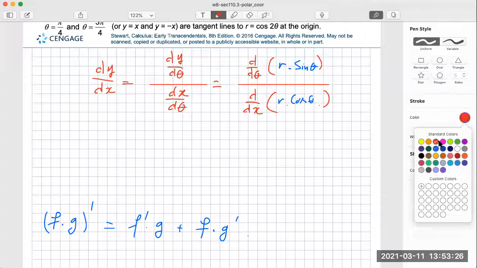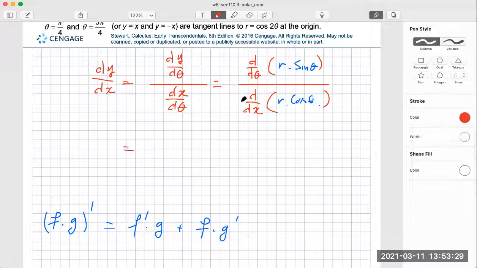Therefore, applying it to this numerator, we have d over d theta of r times sine theta. And what is the second term of this product rule? Yes, let us do it slowly: r times d over d theta of sine theta.